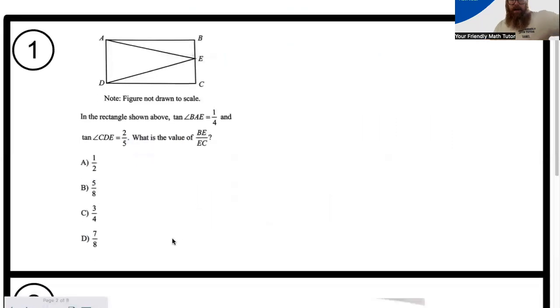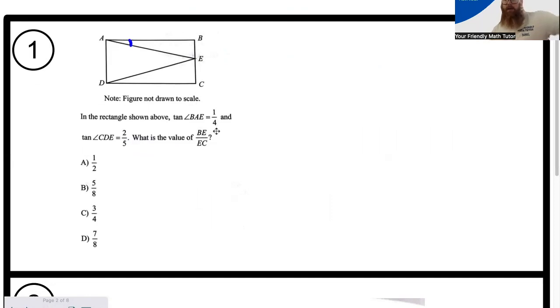And here we have a problem where the issue is, we should know that the tangent is the opposite over the adjacent, and BAE is this angle. Now the mistake that we usually make is that since it's the opposite over the adjacent, we make the one the opposite and the four the adjacent. But that's a problem because we don't know that it was one and four. We just know it was a fraction that was reduced to one fourth.